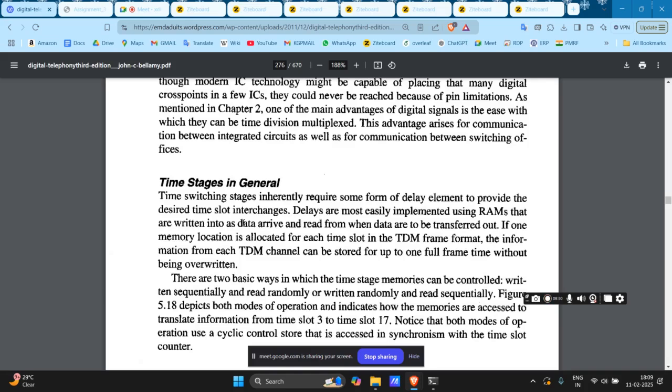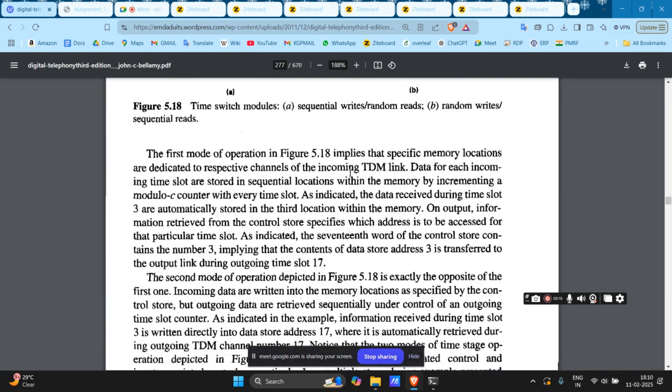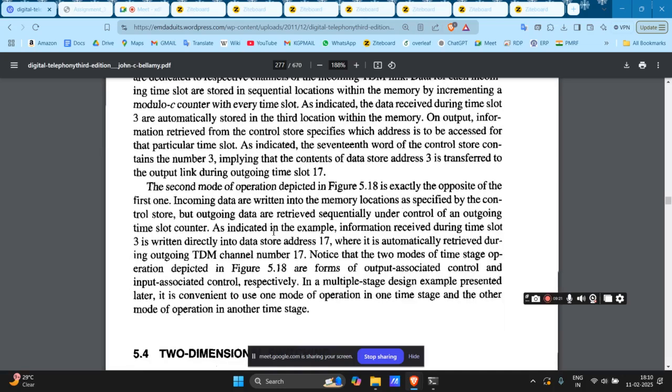There are two basic ways in which the time stage memory can be controlled: written sequentially and read randomly, or written randomly and read sequentially. Since this is a random access memory, both operations are not sequential. Either one of them has to be sequential. We either read or write sequentially, but the other one is done using random access. So this is the operation for RAM.